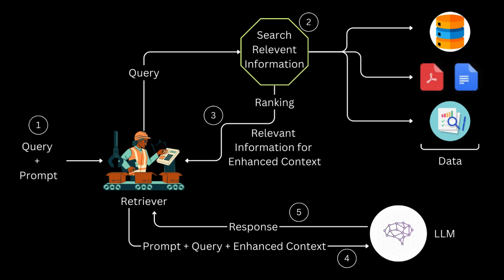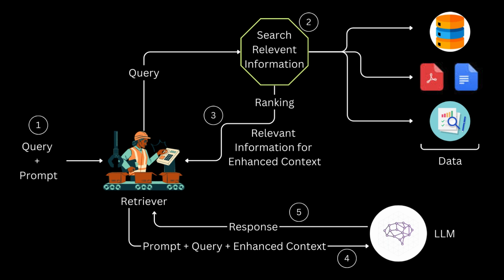Unlike traditional natural language generation systems, which rely solely on their pre-trained knowledge, RAG systems can dynamically fetch and incorporate real-time information, making their responses more accurate, up-to-date, and contextually relevant. This makes RAG particularly useful in domains where information is constantly changing or when dealing with niche topics that may not be well represented in the training data of standalone generative models.